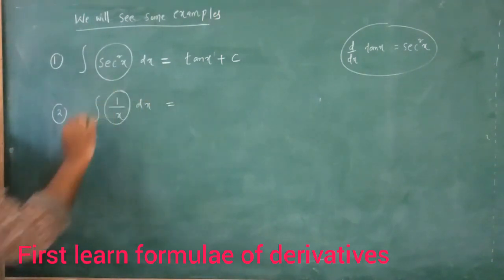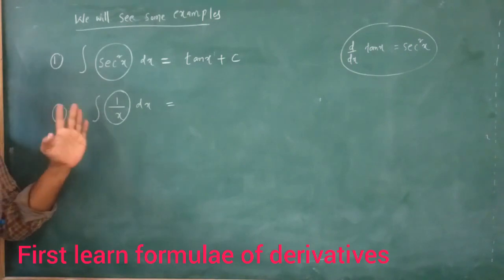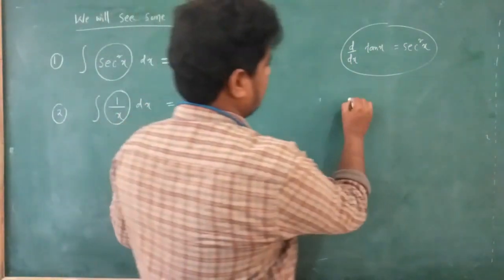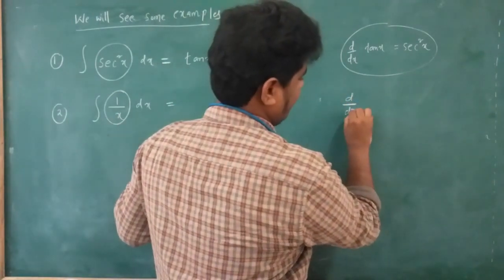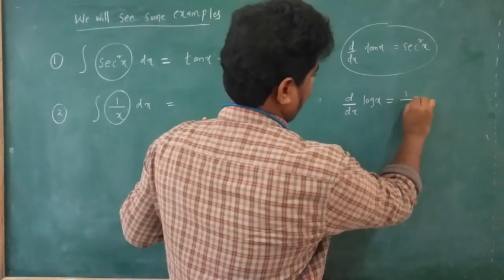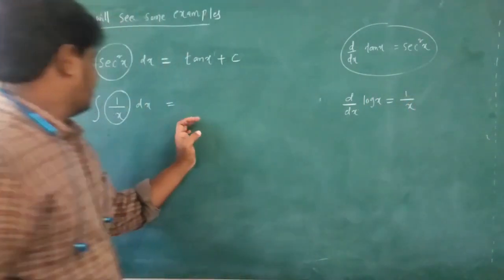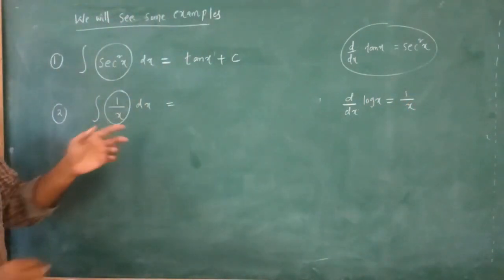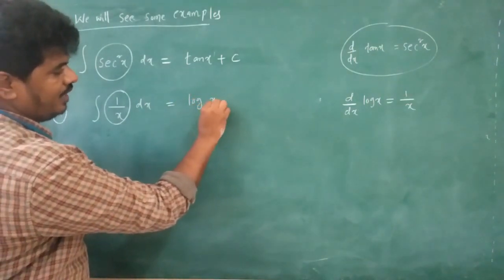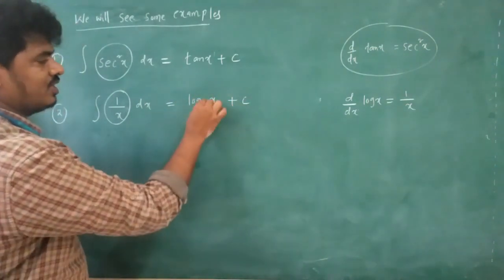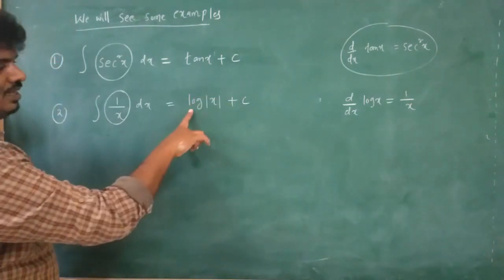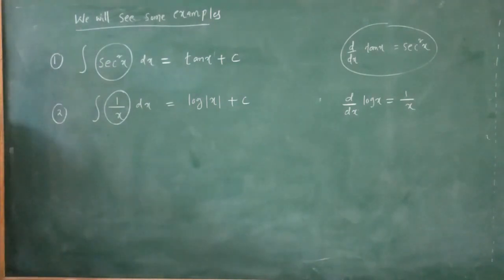Second one: what is the integral of 1 by x dx? Here the derivative of log x is 1 by x. You should know the derivative formula. The derivative of log x with respect to x is 1 by x. So the integral of 1 by x is log x plus c. For x we have to take the modulus, because log takes only positive numbers.